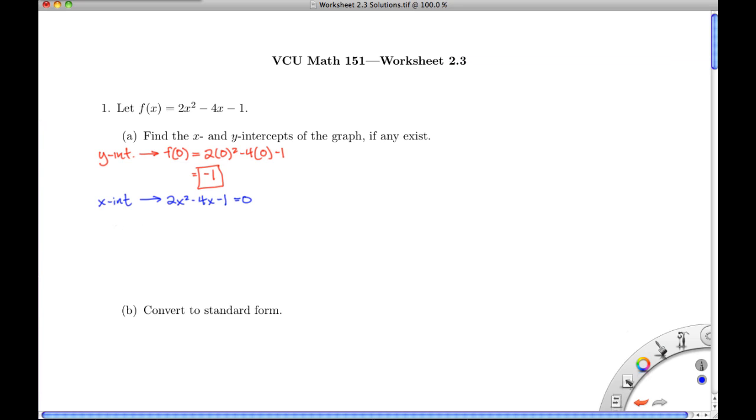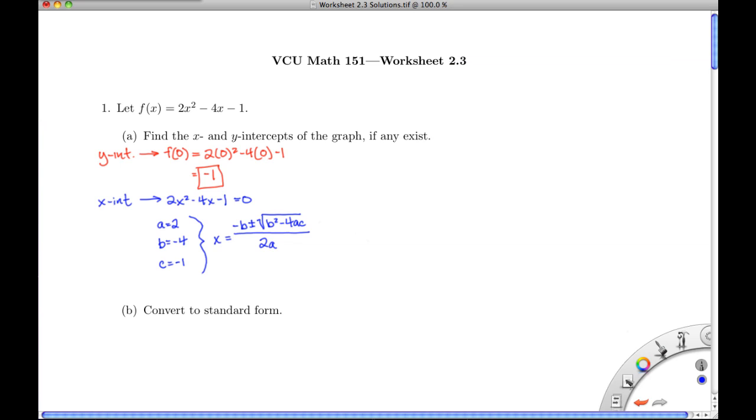So we know that if we identify a, that's our lead term, which is 2, our b is going to be equal to negative 4, and our c is equal to negative 1. And we're going to use these values in the quadratic formula, which tells us that the solution x is going to be equal to minus b plus or minus the square root of b squared minus 4 times a times c, and then all of this divided by 2 times a.